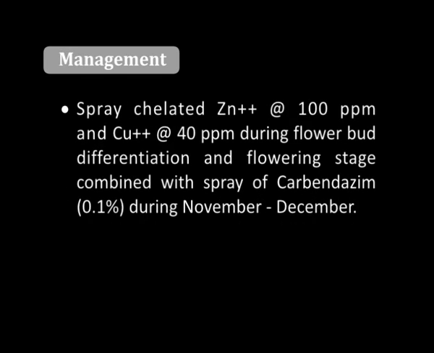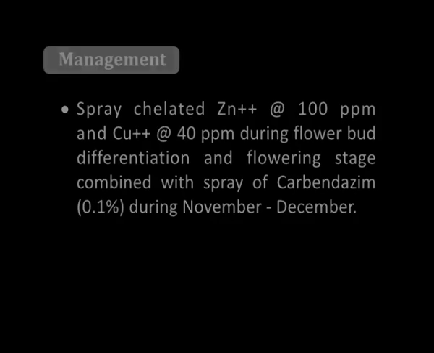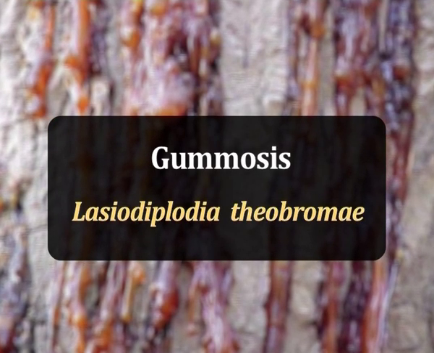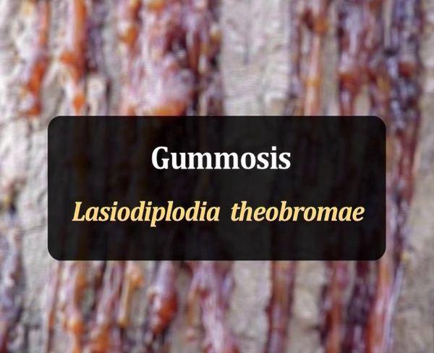Spray chelated zinc ion at the rate 100 ppm or copper ion at the rate 40 ppm during flower bud differentiation and flowering stage, combined with spray of carbendazim at the rate 0.1% during November-December. Next disease is the gummosis. It is caused by Lasiodiplodia theobromae.